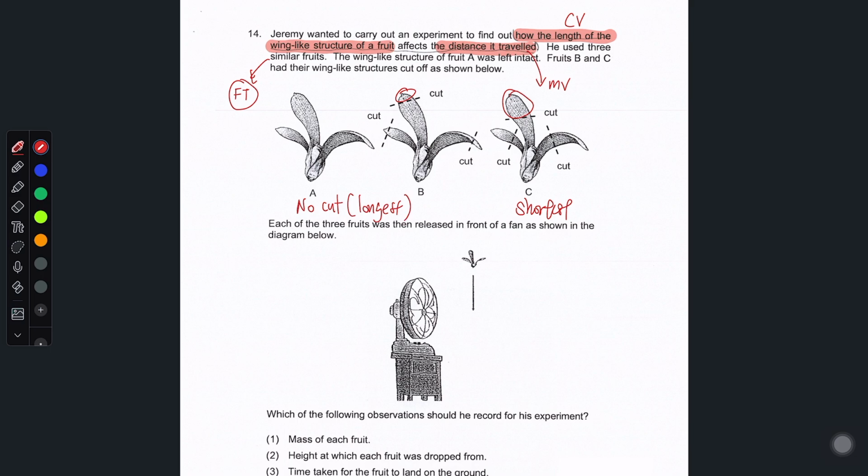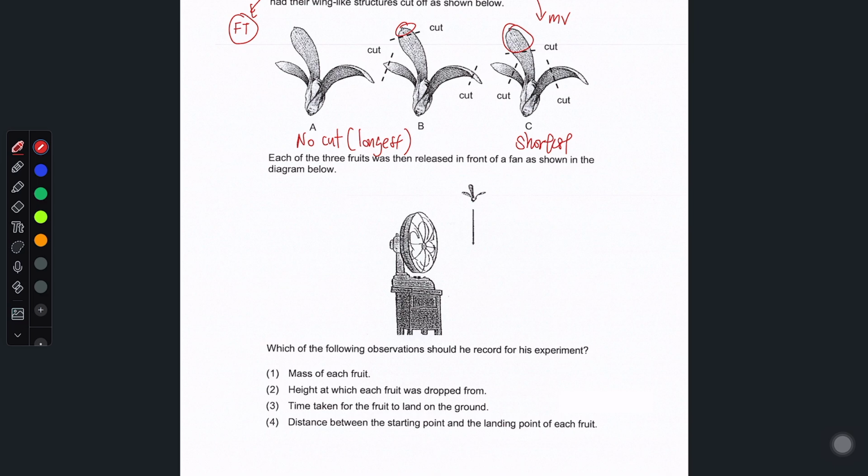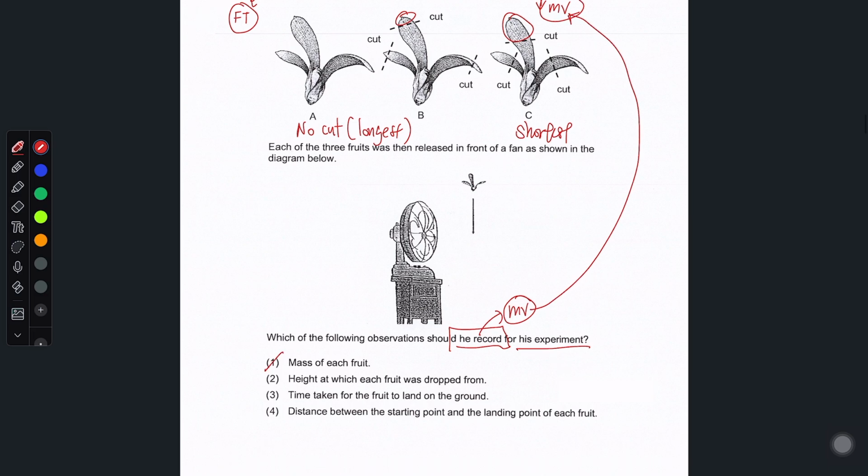Each of the fruit will be released in front of a fan as shown over here. Which of the following observations should he record for his experiment? So this is trying to say, how do you take a measurement that is directly linked to the measured variable? The mass of fruit, no, because this looks like the changed variable. The height, no, this is something that you should keep constant. You should not measure the height.